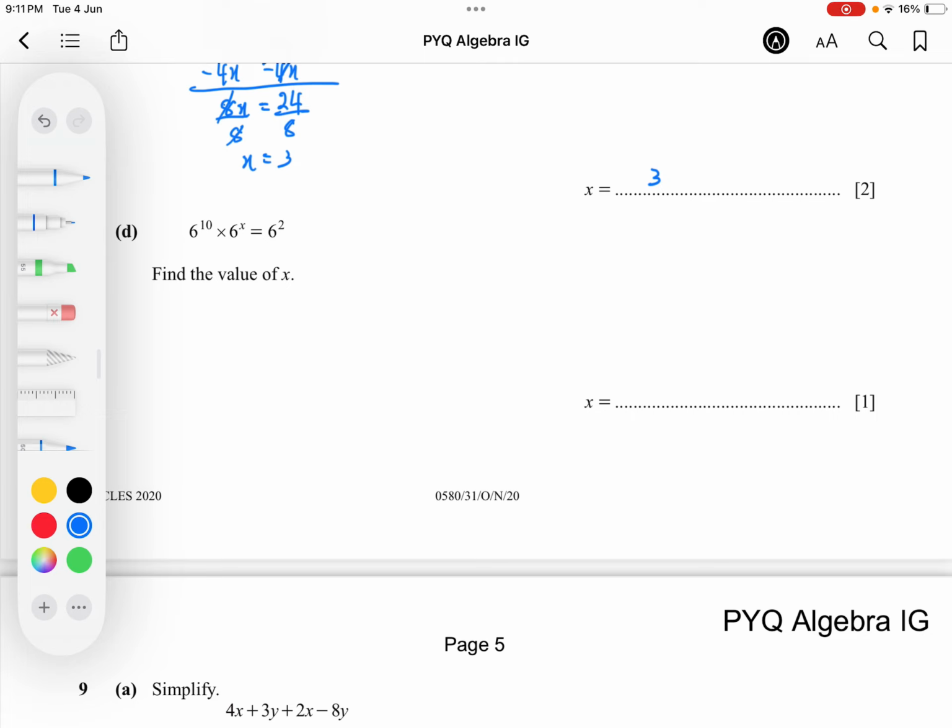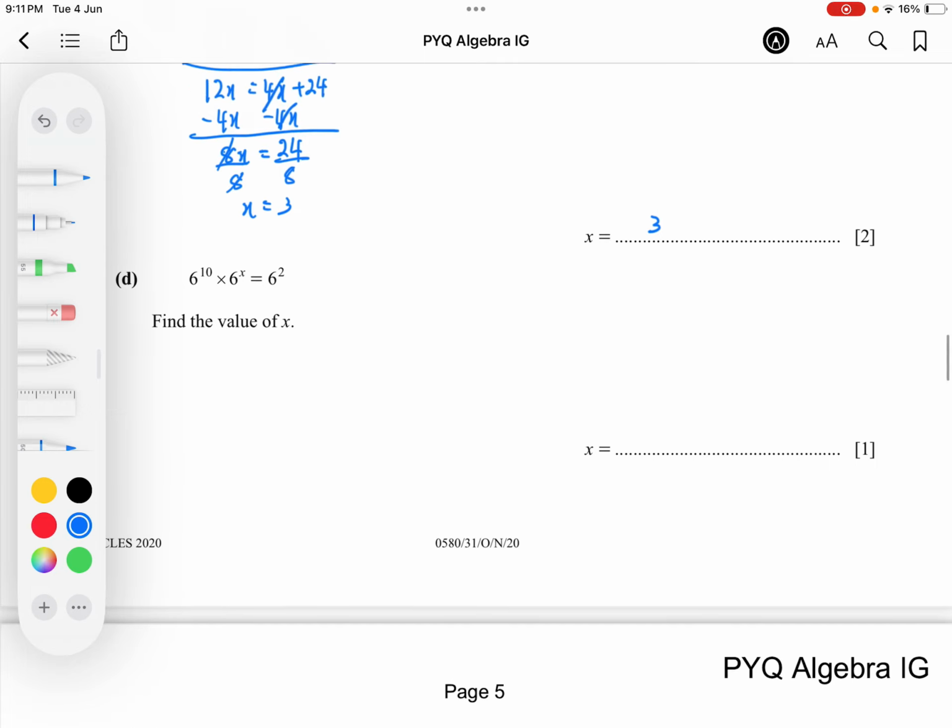This one. So this one is indices. When it is times, what do you do with the index? The index 10 and x are added. Equals to index. So what you get is an equation. Okay, 10 minus 10 equals 0. So x is equal to 2 minus 10 is minus 8. Just like that. x is equal to minus 8.